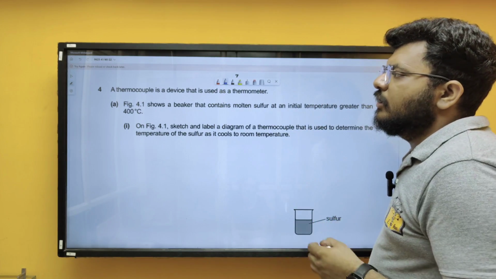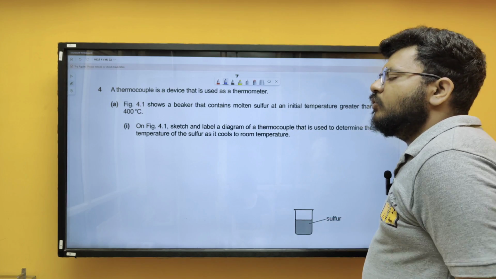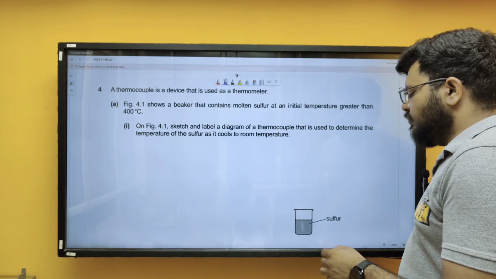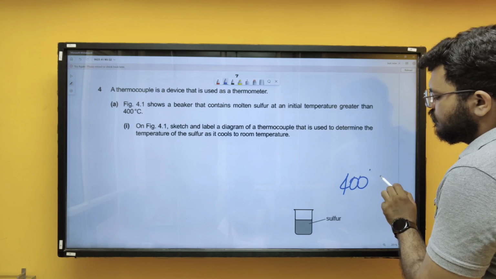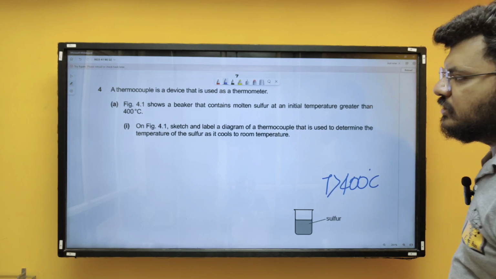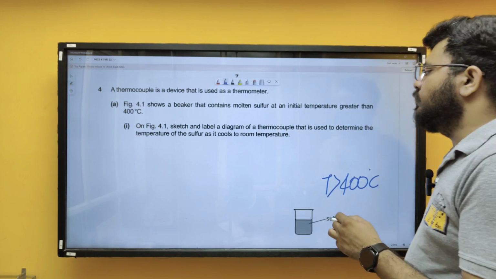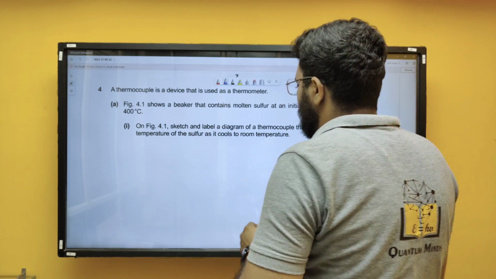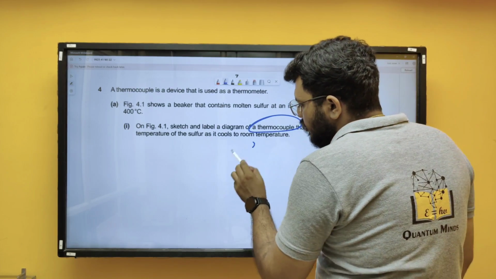Kindly understand. Okay, a thermocouple is a device that is used as a thermometer. Figure 4.1 shows a beaker that contains molten sulfur at an initial temperature of greater than 400 degree Celsius. On figure 4.1, sketch and label a diagram of the thermocouple that is used to determine the temperature of the sulfur as it cools down to room temperature. Okay, so they need a thermocouple. How do we draw a thermocouple?